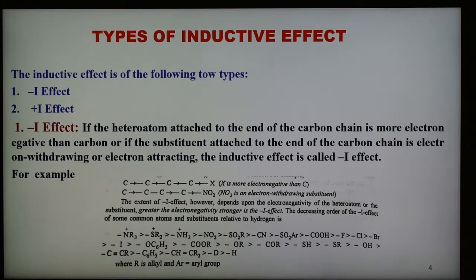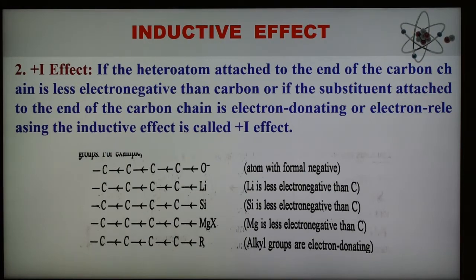This is the case when an electronegative group is present in the carbon chain, or electron withdrawing substituent groups are present, then they show minus I effect. The next, second one, is the plus I effect. In case of plus I, the positive inductive effect, the heteroatom attached to the end of the carbon chain is less electronegative than the carbon, or we can say the substituent attached to the end of the carbon chain is electron donating or electron releasing. In that case the inductive effect is known as plus I effect.